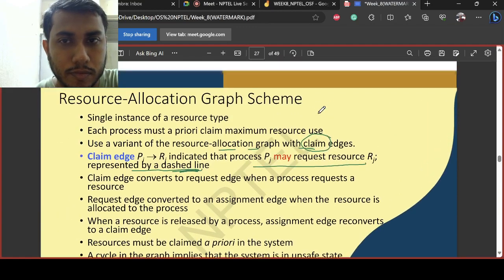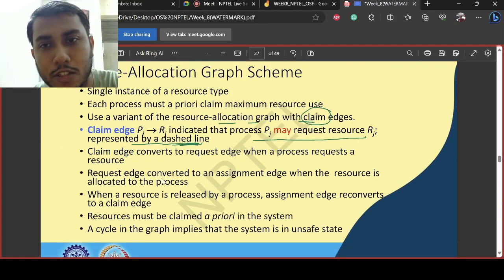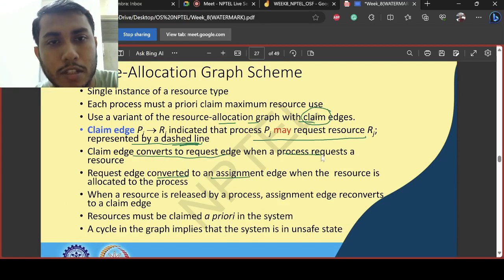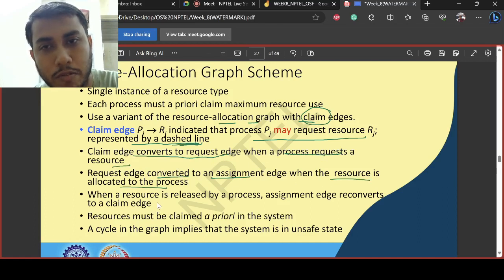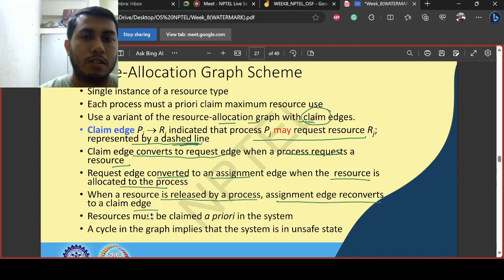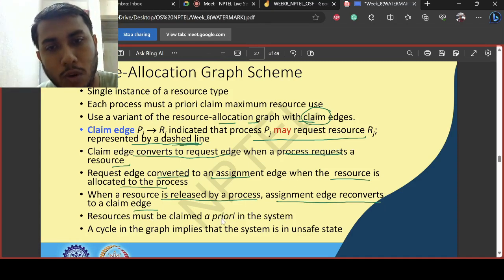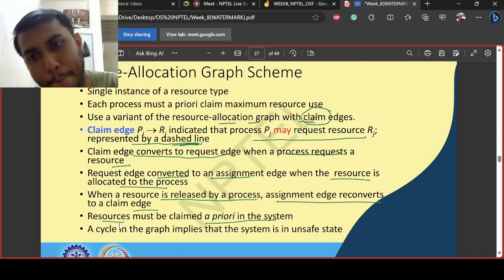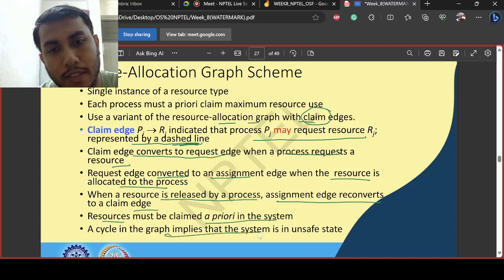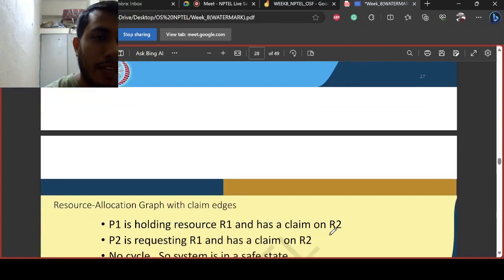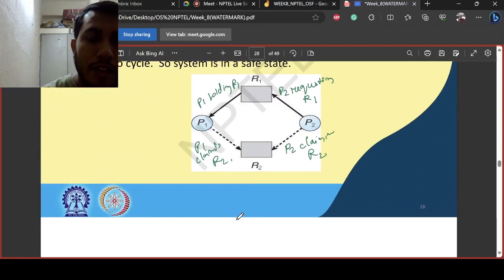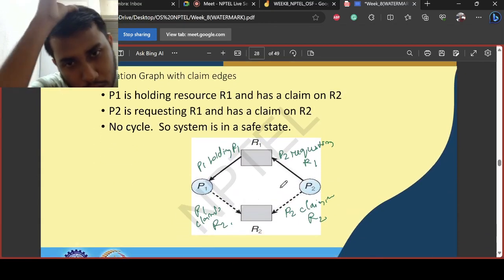A request edge is converted into an assignment edge. A claim edge converts to a request edge when a process requests a resource. A request edge is converted to an assignment edge when the resource is allocated to the process. When a resource is released by the process, an assignment edge reconverts into a claim edge. That is what it requires. The resources must be claimed a priori in the system. A cycle in this graph implies the system is in an unsafe state. If there is no cycle, which is the case here, then it is in a safe state.